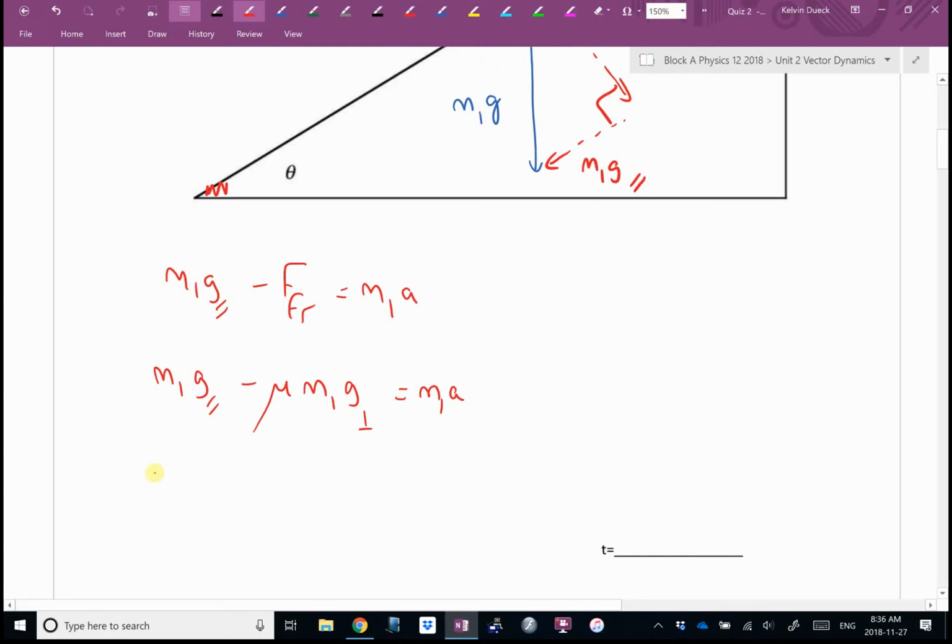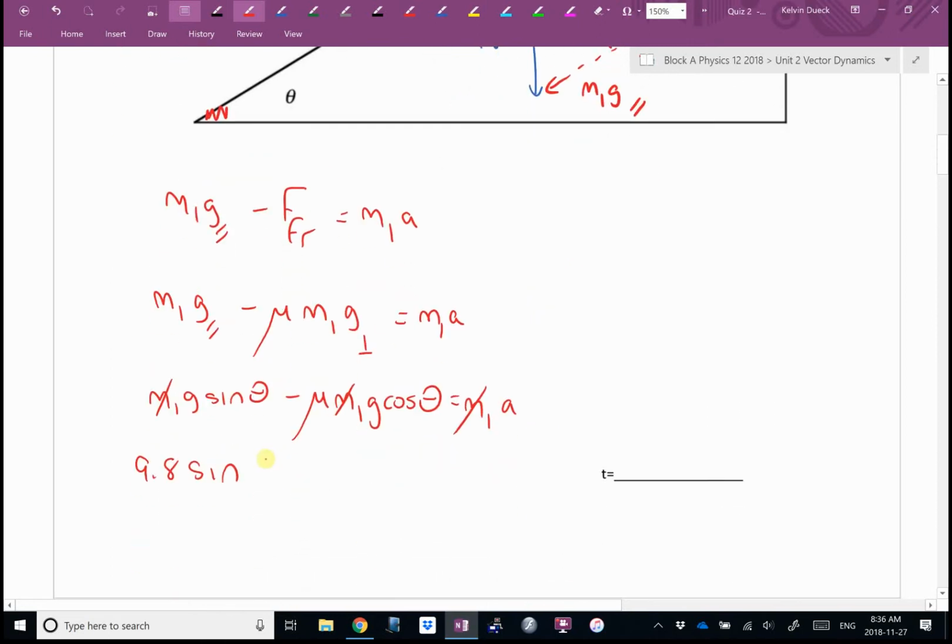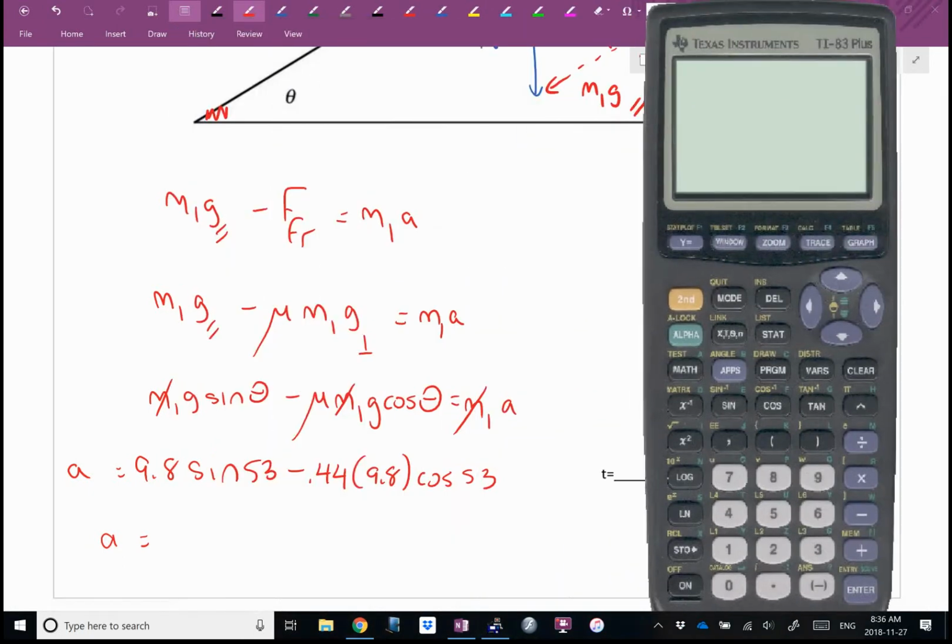Anyhow, I'm going to go m1g sine theta minus mu m1g cos theta equals m1a, and now I can go, yay, g is 9.8 sine theta, 53, minus 0.44 times 9.8 cos 53, and I'm going to cleverly put the a on this side now, a equals that, and I get an acceleration of 9.8 sine 53 minus 0.44 times 9.8 cos 53. Did y'all get an acceleration of 5.2316?